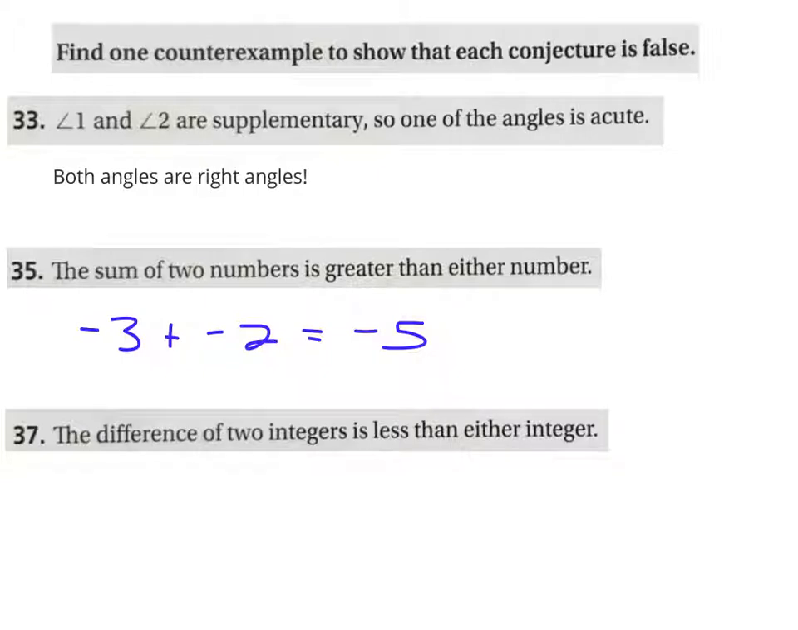The difference, subtraction, of two integers is less than either integer. So let's see. If we say, well, let's say 20 minus 1 is 19. The difference between them, 19, is not less than either integer. One of the integers was 1, and 19 is not less than 1.